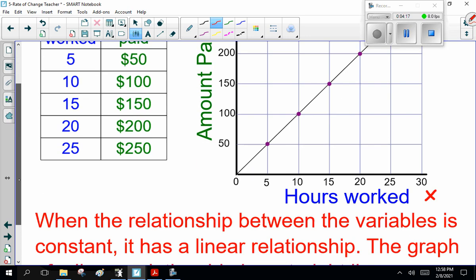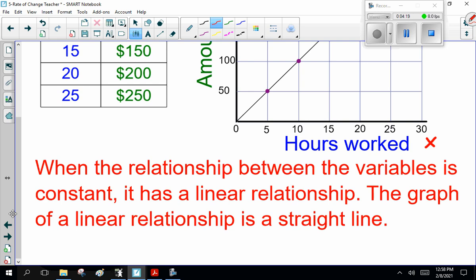Okay? Now, when the relationship between the variables is constant, it has a linear relationship. The graph of a linear relationship is a straight line. Linear line, notice it's straight. The graph is straight. Linear relationship is a fancy word for it.